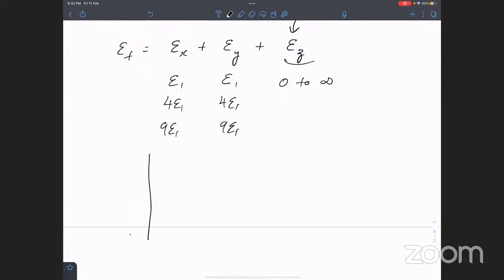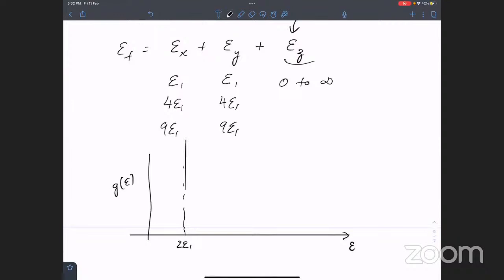So if I now do the density of states for the total, this is the energy, this is G of E, it will not start until 2E1. And at that point, I'm going to use another color here. It's going to look something like that.